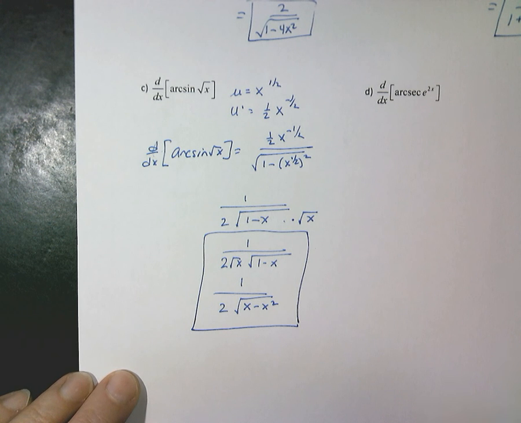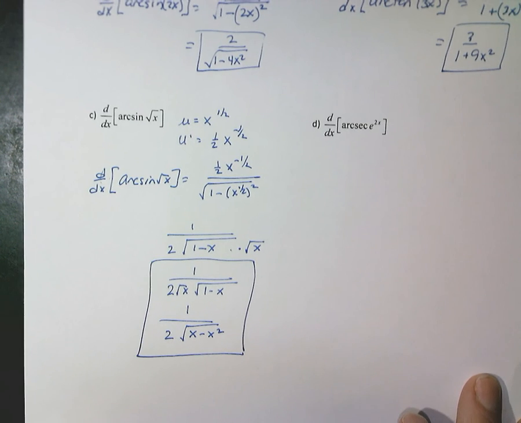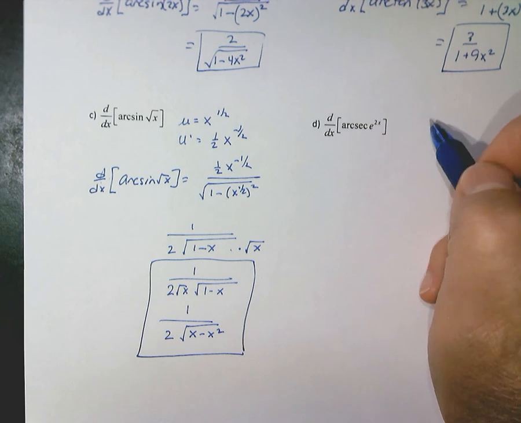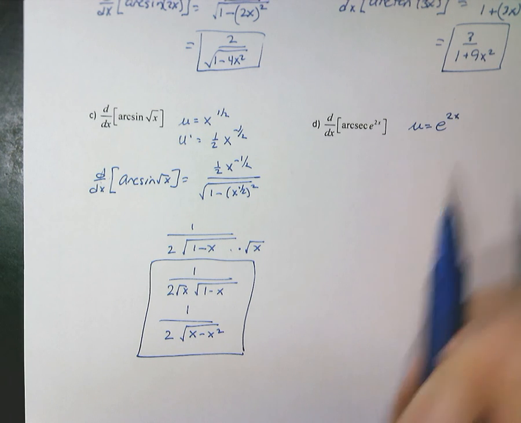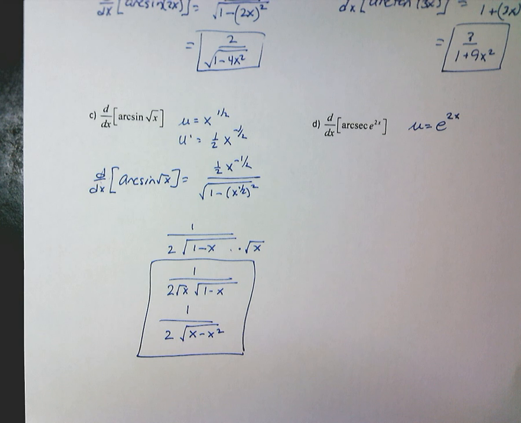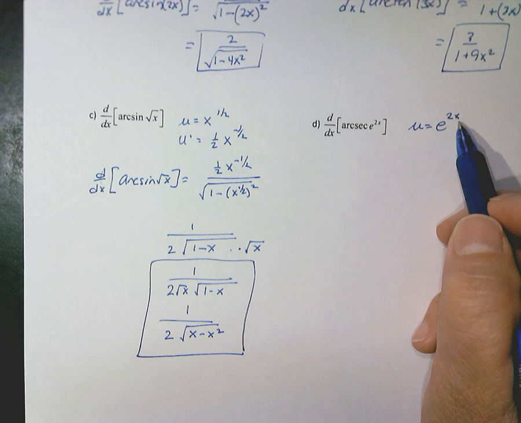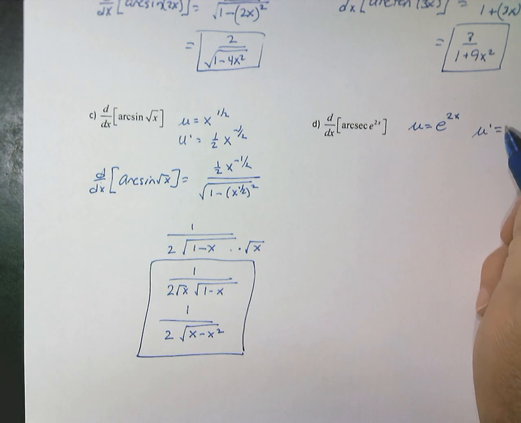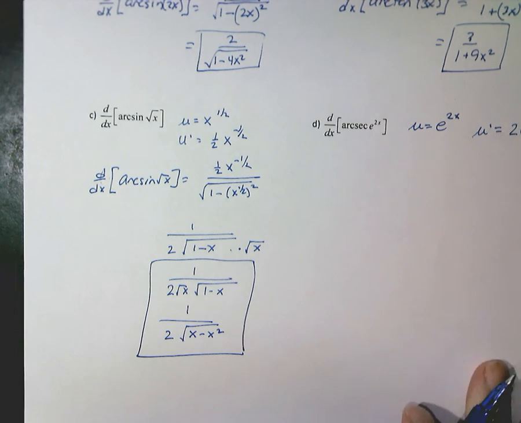I have a secant next. So secant, this one's got a lot more going on because it's e to the 2x. We've done transcendental functions being exponents and logarithms, so we're still going to have to use a chain rule. So my u is going to equal e to the 2x. Remember, the derivative of e to the x is e to the x, but then I have to multiply that by the derivative of 2x. So my u prime is going to equal 2e to the 2x.